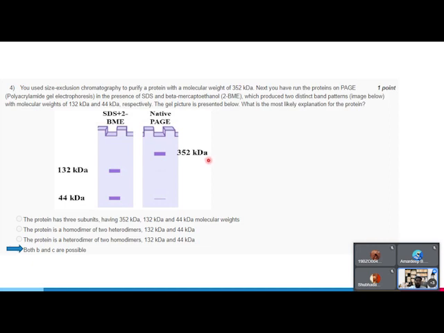So what it means is that there must be multiple subunits that have the same weight and are showing up as a single band. So this 132 kilodalton band can essentially be two 132 kilodalton subunits that are overlapping, and this 44 kilodalton band can be two 44 kilodalton subunits that are overlapping. So how do we exactly determine which is the case? This is just basic mathematics. We just keep on adding till we end up at 352 kilodalton.